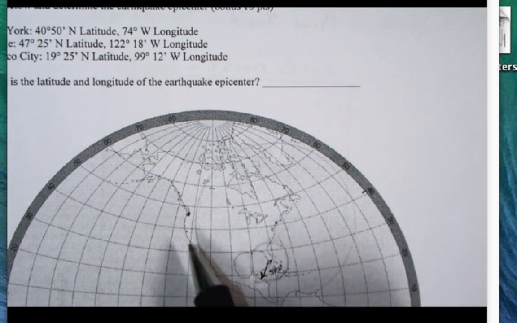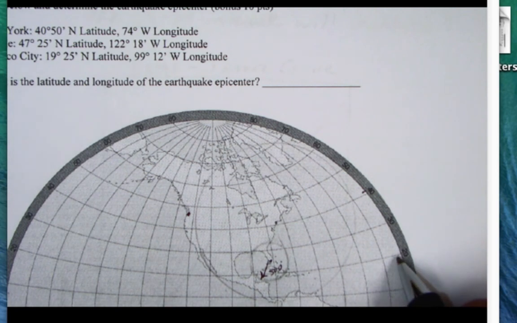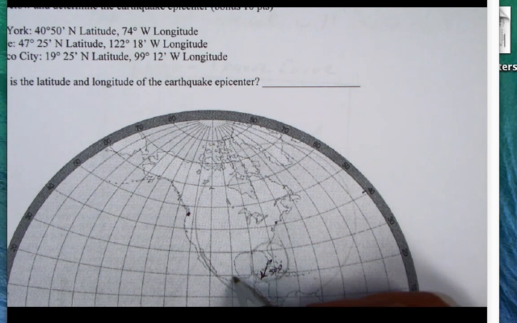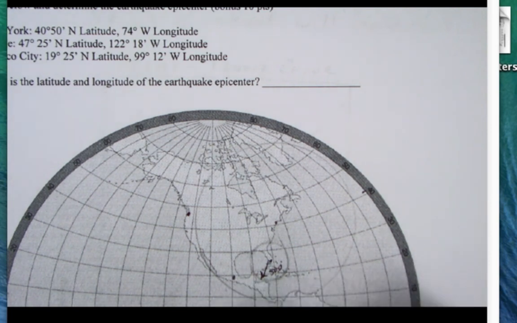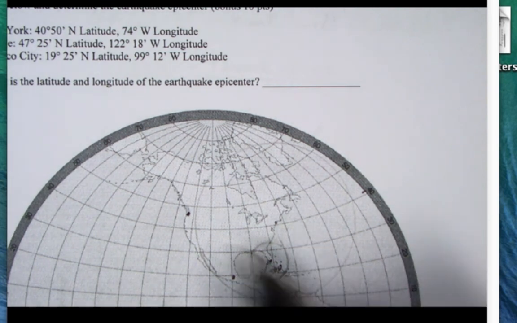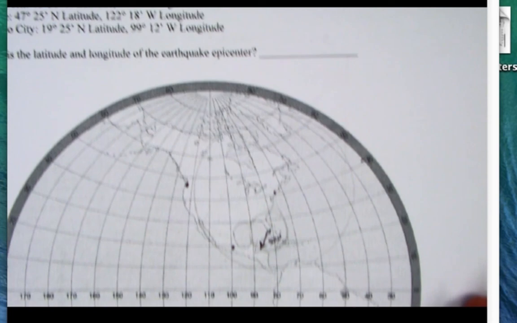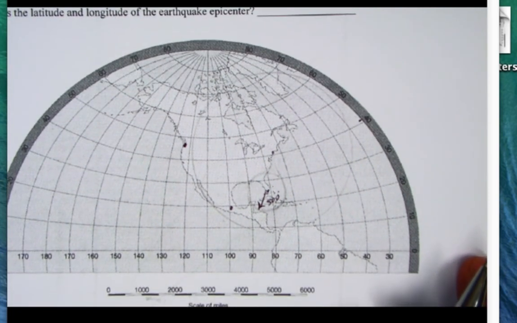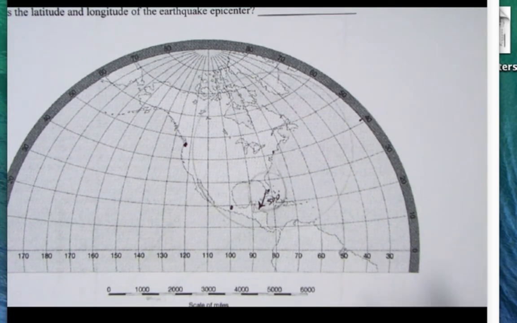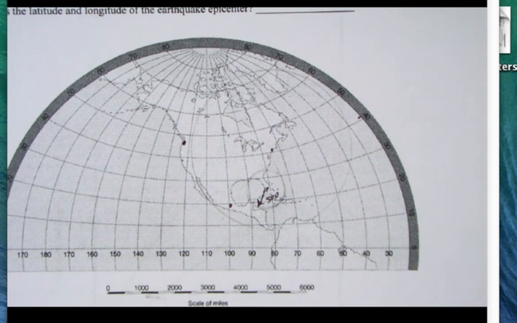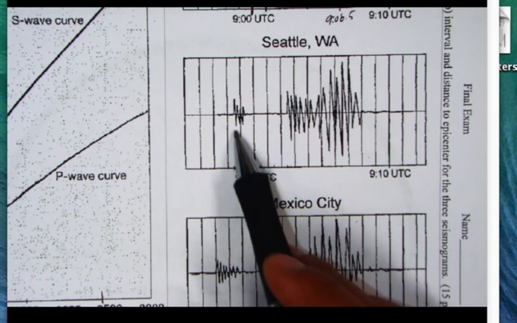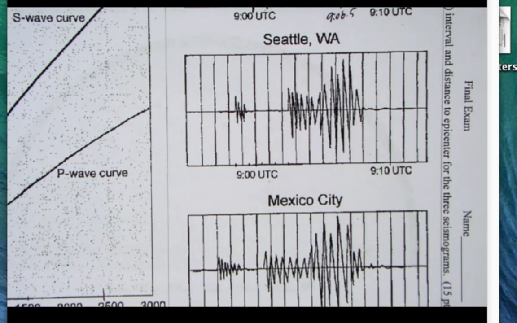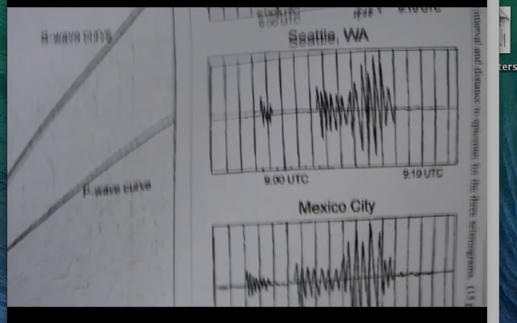But then when I do Mexico City, which is at 19.5, just below 20, and 99.12, so Mexico City is basically going to be right there. It'd be a little bit less than 100, and then a little bit less than 20, so right there. So when I draw the circle around that one, they're all going to define 1 point. So it'll be your job to determine the location of that epicenter. So I did the first one for you. You'll do the same thing by doing the S minus P interval for Seattle and the one for Mexico City. Well, we'll see how you do on that.